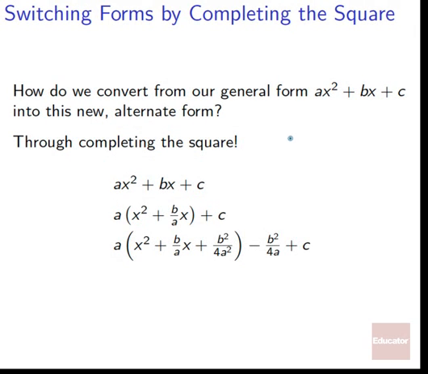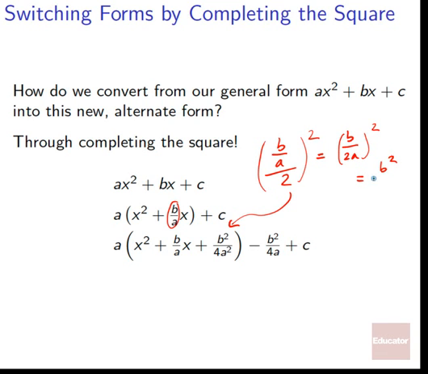Next step. Remember, when you're completing the square, you want to take this thing right here, divide that by 2, square it, and then plug it right back in. So if we work through this, b over a over 2 becomes b over 2a. Then we'd square that, and we'd get b squared over 4a squared. So that's what we're plugging in right here, b squared over 4a squared.